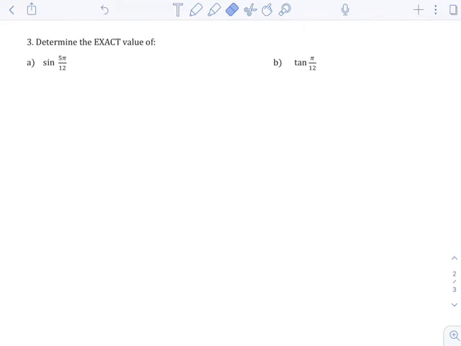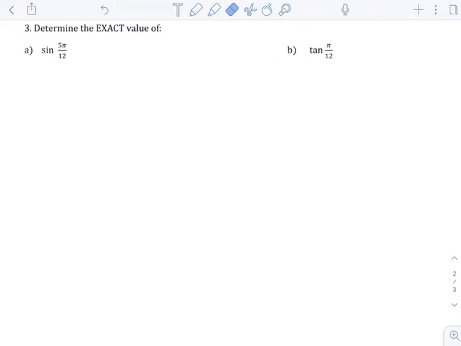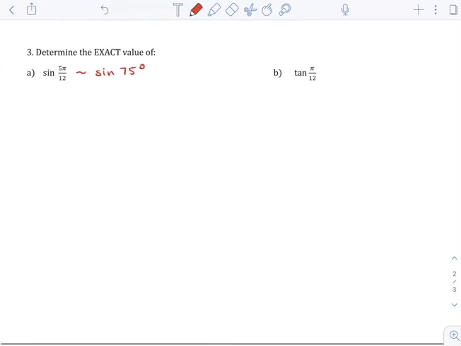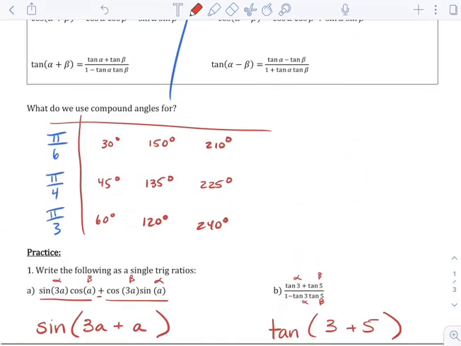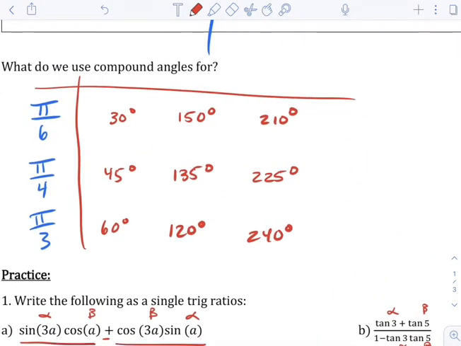Determine the exact value of sine 5 pi over 12. A few different ways you can go about this. You could think about 5 pi over 12 and try to think about it in degrees, right? So convert that to degrees. If I was to do that, you would get 75 degrees. So that's not a normal angle that we're used to. So if I go back up to our chart and I say, well, how can I get 75 from what we've got here? Well, there's a few different ways you can do that.